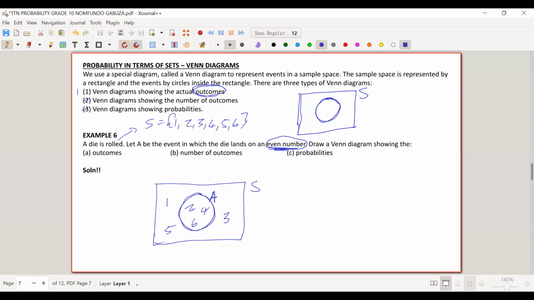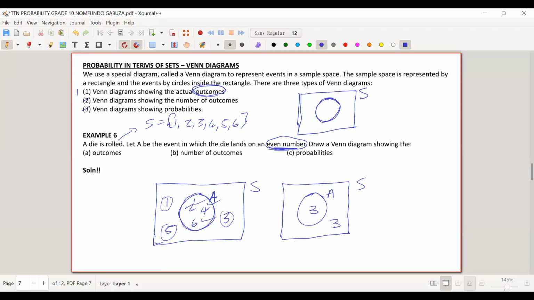So let's try and represent the number of outcomes. It's more or less like the size of the outcomes. We have A over here, so the size is going to be 1, 2, 3, which means we're going to have 3 events over here. And outside A we have 1, 2, 3 again, which means we're going to have 3 again.